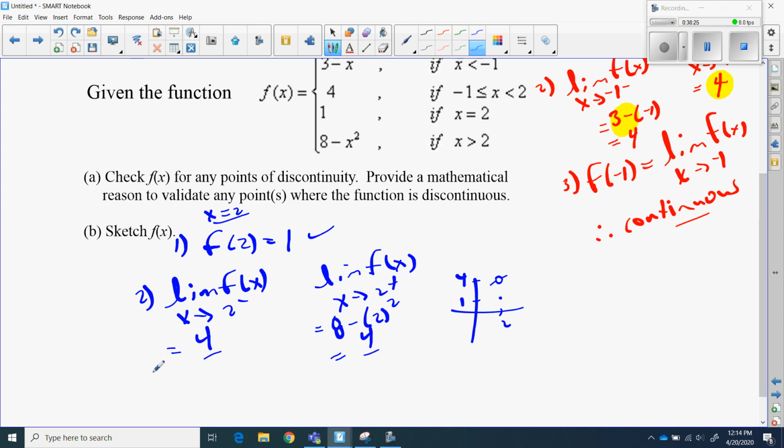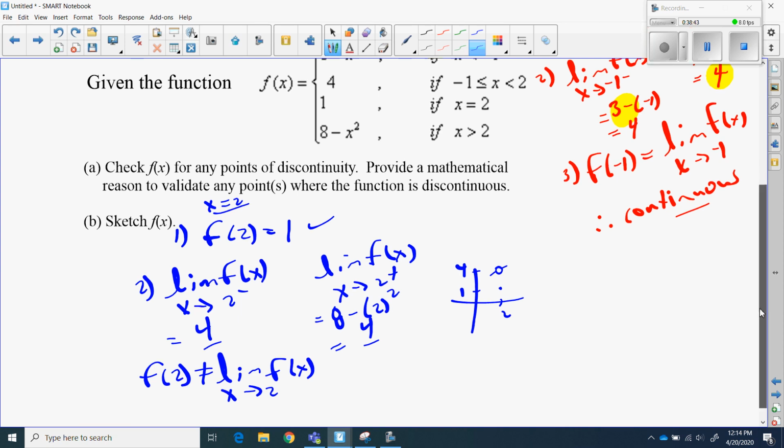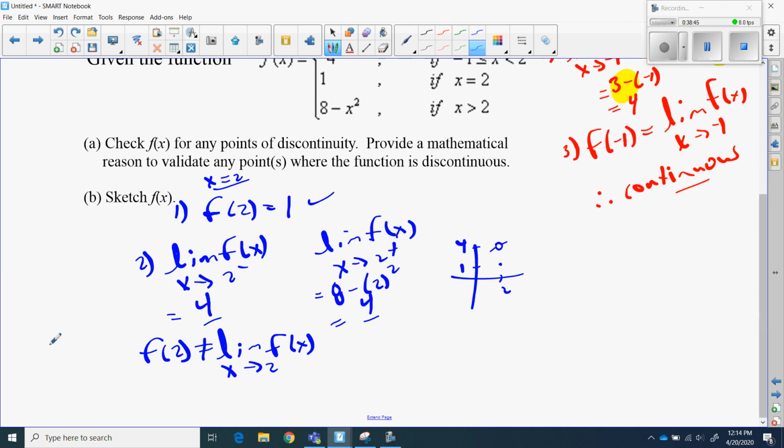And here's the mathematical reason. The function, when I substitute 2, f(2), is not equal to the limit of the function when the x value is getting close to 2. That is the mathematical reason for what I refer to as jump discontinuity.